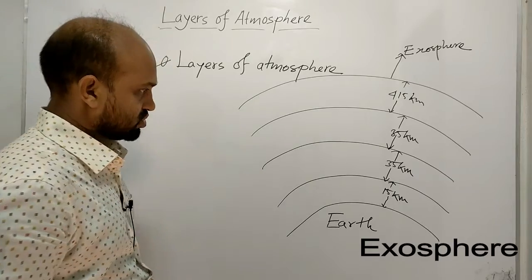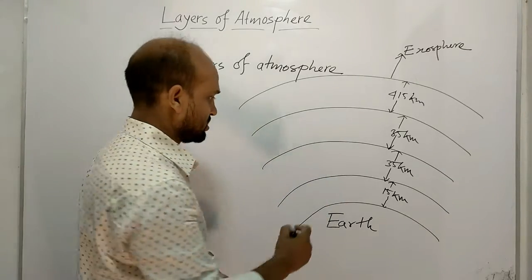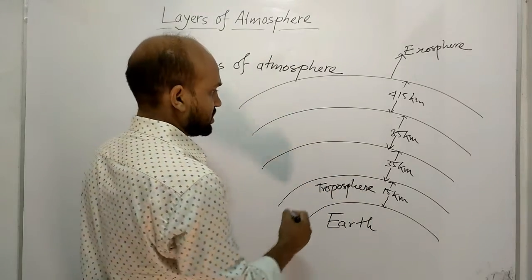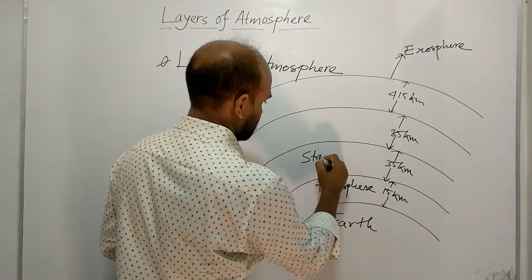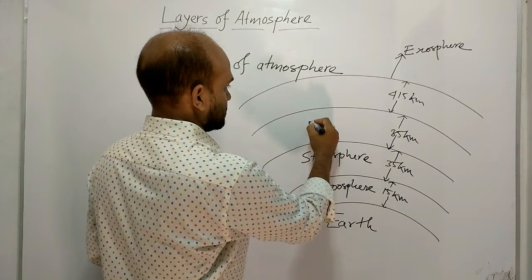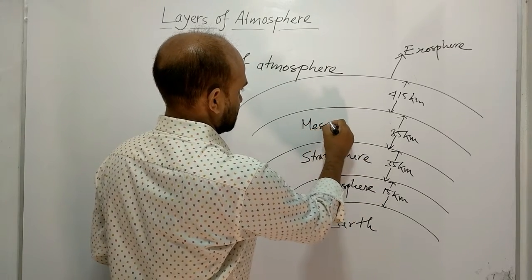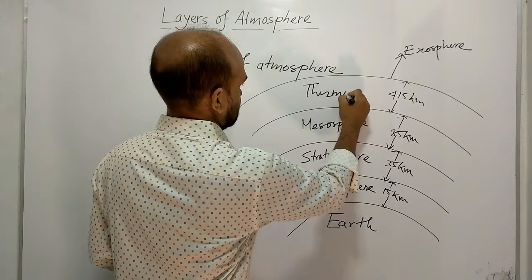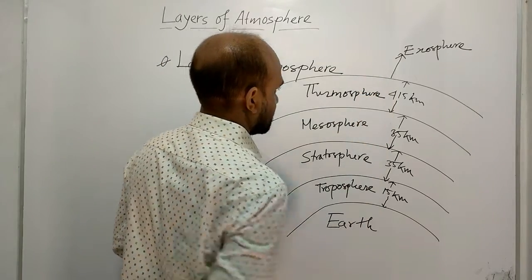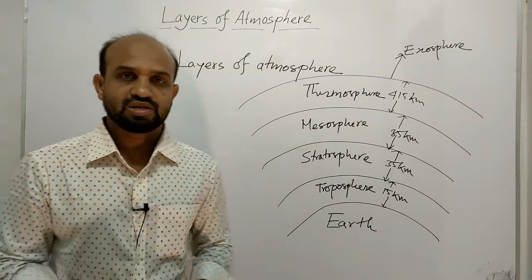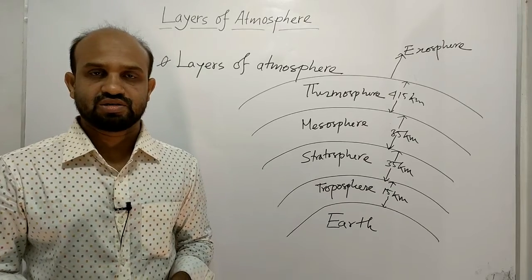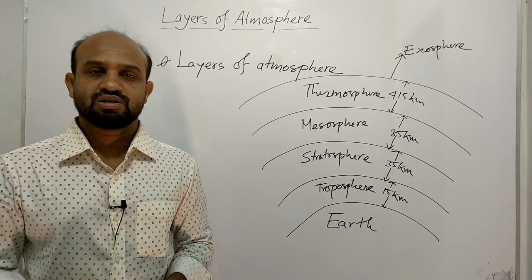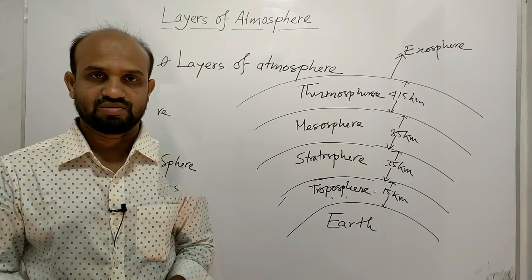exosphere. So first 15 kilometers is troposphere, then 35 kilometers stratosphere, then 35 kilometers mesosphere, then 415 kilometers thermosphere, and after the thermosphere there is another layer considered, that is exosphere. Now let's see the characteristics of the layers one by one.